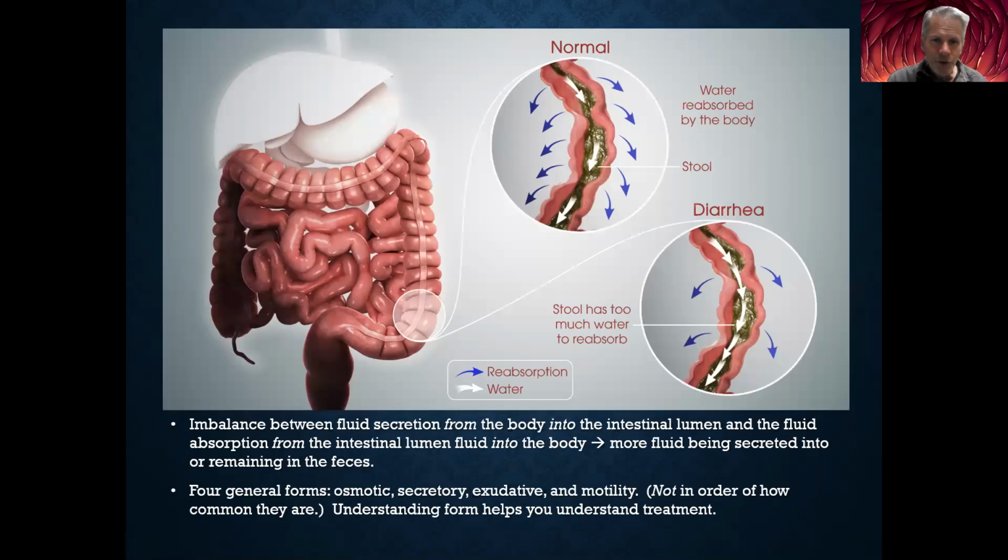So what is diarrhea? There's this balance. We've got a certain amount of food coming in. We need to remove water, but we don't want to remove too much water. Anytime there's an imbalance between fluid being secreted from the body into the intestinal lumen, or fluid being absorbed from the lumen into the body, it's going to result in more fluid being either secreted or remaining in the feces. That's diarrhea. We need this balance of secreting fluids and reabsorbing fluids.